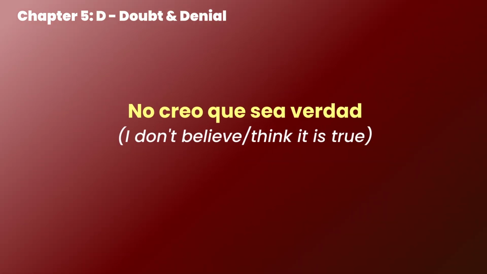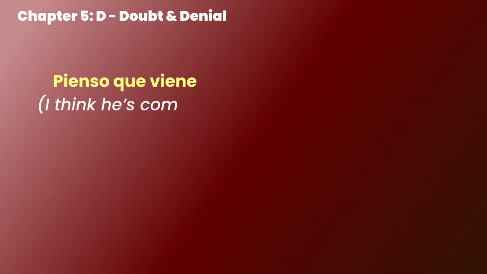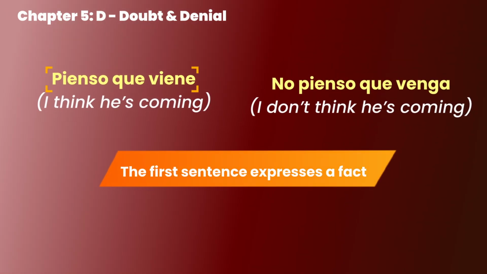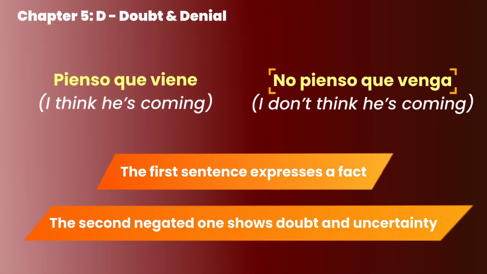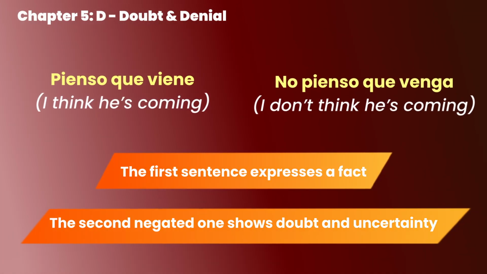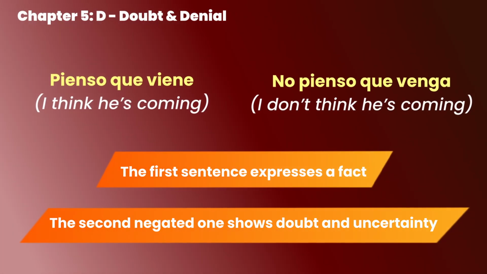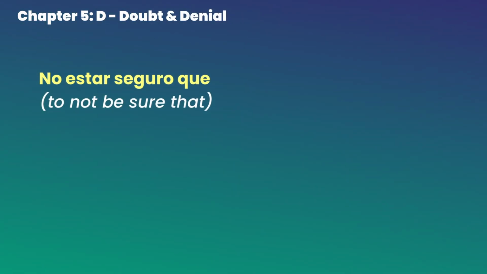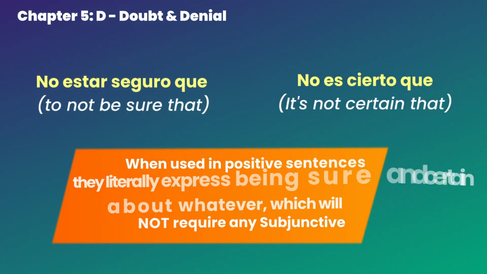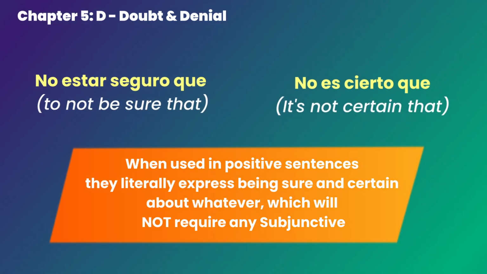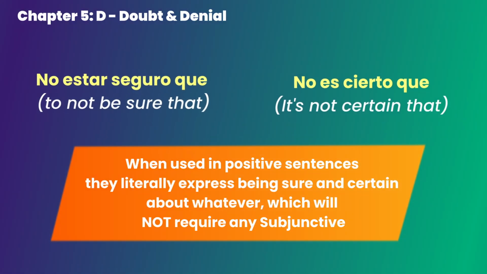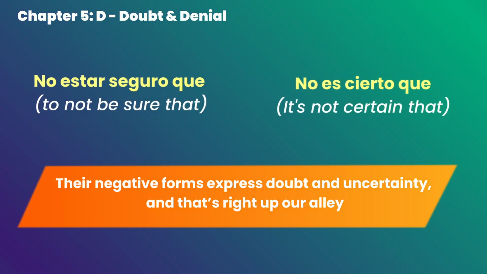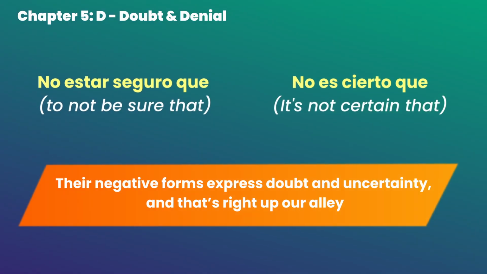The verb pensar works exactly the same way. "Pienso que viene" and "no pienso que venga." The first sentence expresses a fact, and the second, negated one, shows doubt and uncertainty. Don't try to think too much about it. With time it will become natural. Same goes for the phrases no estar seguro que and no es cierto que. When used in positive sentences, they literally express being sure and certain about whatever, which will not trigger any subjunctive. However, their negative forms express doubt and uncertainty, and that's right up our alley.